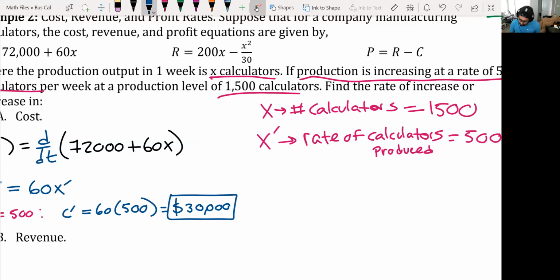So all we have to say here is that cost increases. All right, so this means that if we produce 500 calculators per week, then our cost will increase by $30,000. That's it.